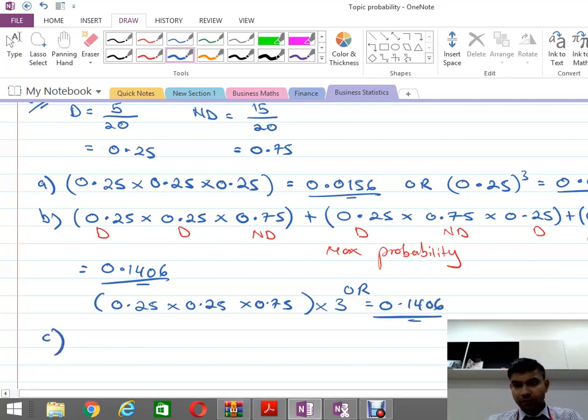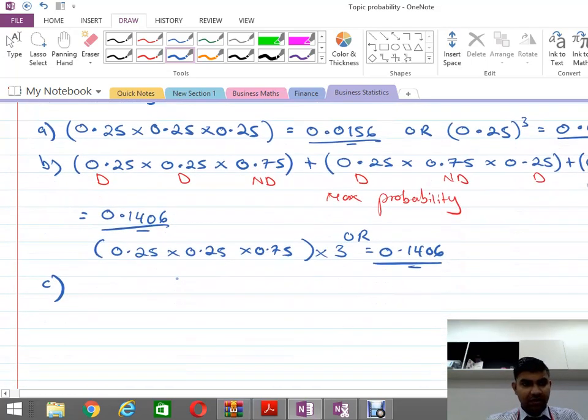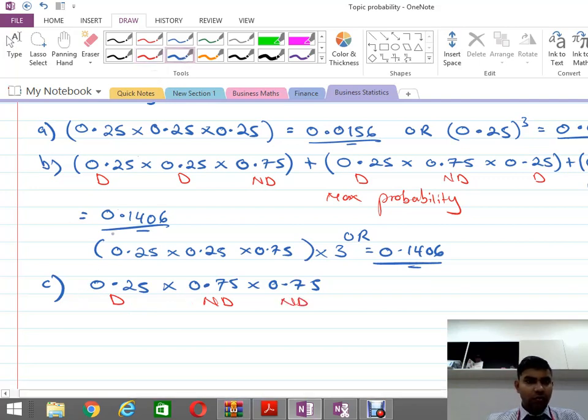C. Now, either one is defective. So that means only one is defective. Same thing. So 0.25 times 0.75 times 0.75. Another 2 becomes non-defective. So this is defective, non-defective, non-defective. So it's moved that way.